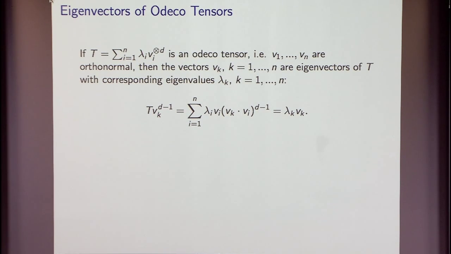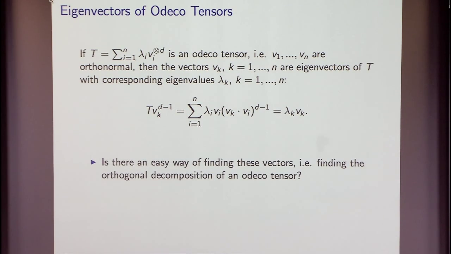We're going to try to see if there's an easy way of recovering these eigenvectors, which means finding the orthogonal decomposition, and also, are these all of the eigenvectors? Are there any other ones? Because for symmetric matrices, these are all of the eigenvectors. If you know the orthogonal decomposition of a symmetric matrix, basically knowing V, lambda and V transpose, so the matrix equals that, then you know all of the eigenvectors. So for tensors, there will be more.